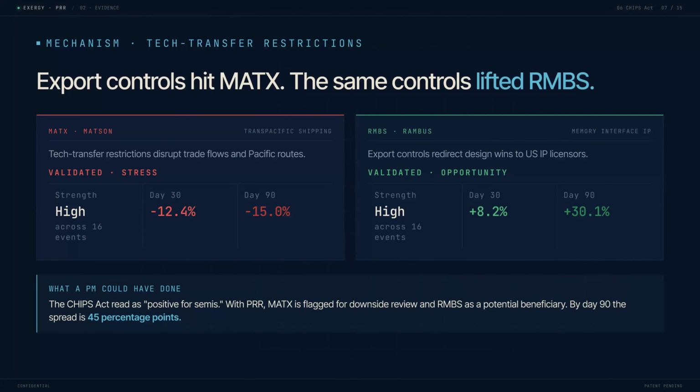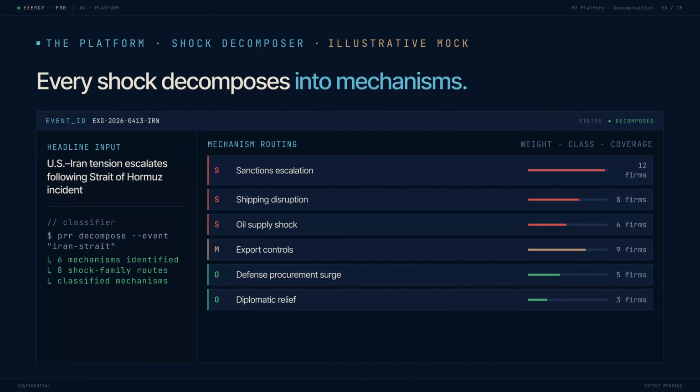Here is another example. The CHIPS Act was easy to read as broadly positive for semiconductors, but PRR separates company-specific response. MATX is flagged for downside review under export control and technology transfer restrictions, while RMBS is flagged as a potential beneficiary. By day 90, the spread between them is 45 percentage points. PRR does not stop at the headline.